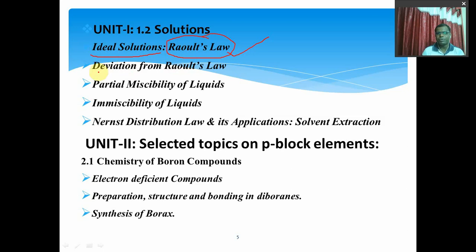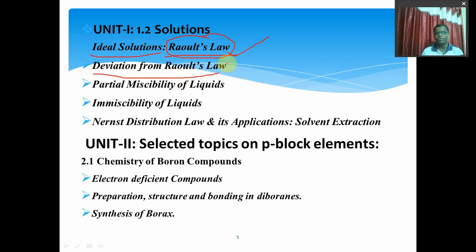So this is important. Ideal solutions obey Raoult's law, while non-ideal solutions do not obey Raoult's law, and that we call a deviation from Raoult's law. So, the deviation of real solutions from Raoult's law. How do they show the deviation from Raoult's law? What is Raoult's law?